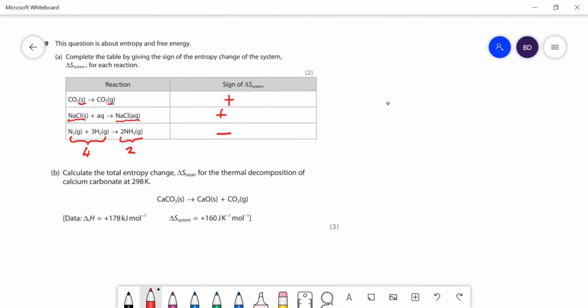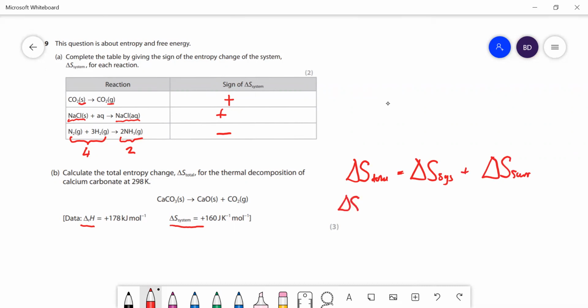Okay, calculate the total entropy change for the thermal decomposition of calcium carbonate. Okay, the total entropy change. So what we need to do, well, they give us the delta S for the system, and they give us delta H. So delta S total is equal to delta S of the system plus delta S of the surroundings.